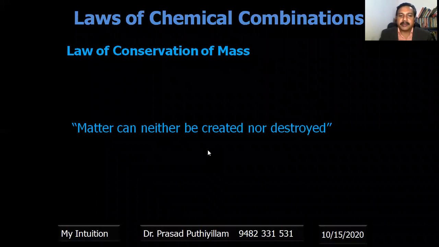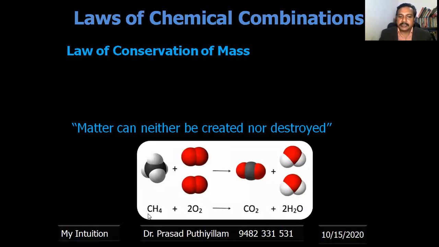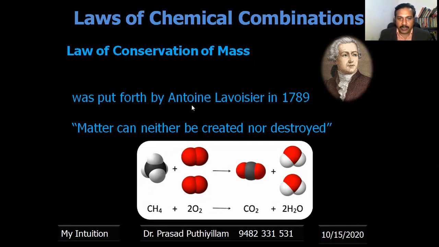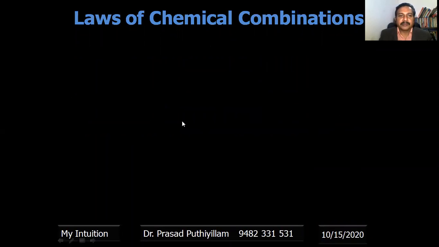It states that matter can neither be created nor be destroyed. You can see the example: methane on combustion gives carbon dioxide and steam. If you consider the mass of the reactants and products, they remain the same. This was put forward by the scientist Antoine Lavoisier in the year 1789.